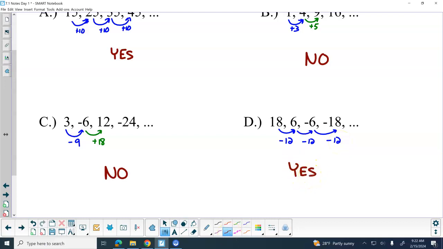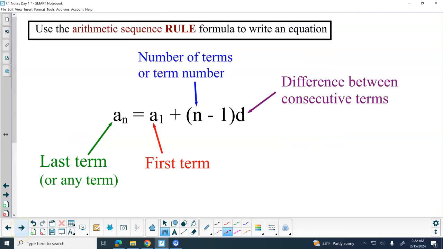We are going to make a lot of assumptions based off of the first few terms. We're going to assume that that pattern holds throughout the rest of eternity. Or the rest of the finite sequence. Okay? So let's talk rules now.